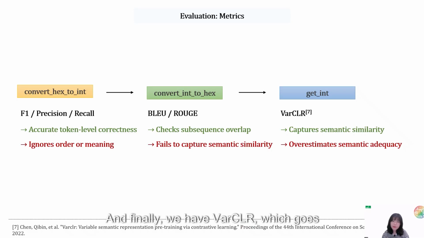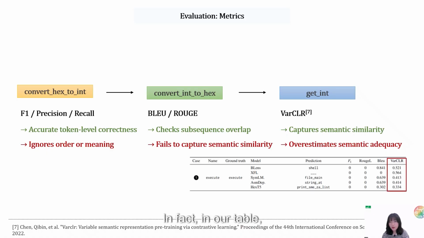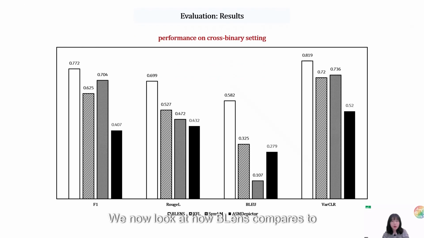And finally, we have BERTScore, which goes further by capturing semantic similarity. However, it may sometimes overestimate adequacy. In fact, in our table, even an empty guess received a higher score than some reasonable predictions. So, by combining these metrics, we can evaluate models from multiple perspectives and obtain a more balanced view of their performance. We now look at how BLens compares to baseline approaches under both cross-binary and cross-project settings.